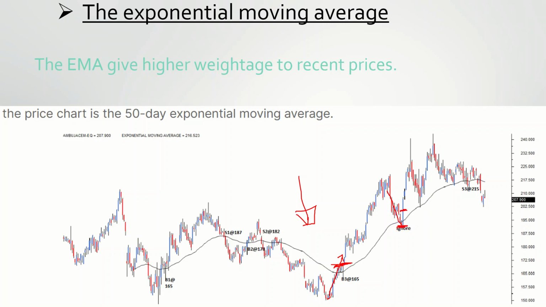If you have bought at this point, you will close this position at this point, and you have this much profit for this trade. And as the price has crossed down to the downside, you can short sell at this point and you will have that much profit.